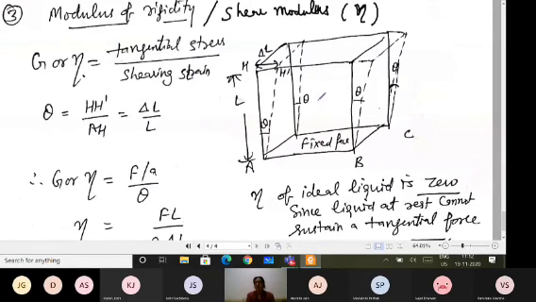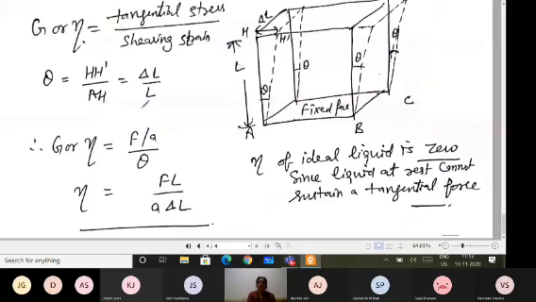So when I have this fixed face, of course, I'm applying the force tangentially on the upper surface, and I'm bringing some shift in the upper surface with respect to the fixed face. And this theta or delta theta can be noted. So theta will be, of course, delta L upon L, and I'm applying the force F, and if A is the area, then we can write G or eta equals F upon A divided by theta, where theta is delta L upon L.